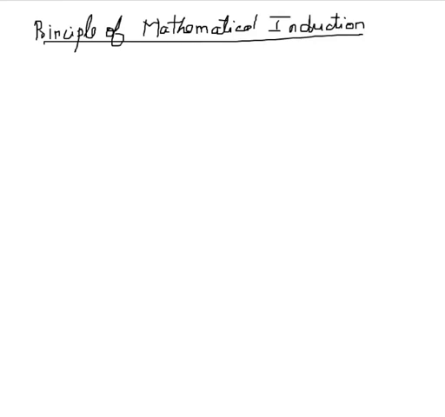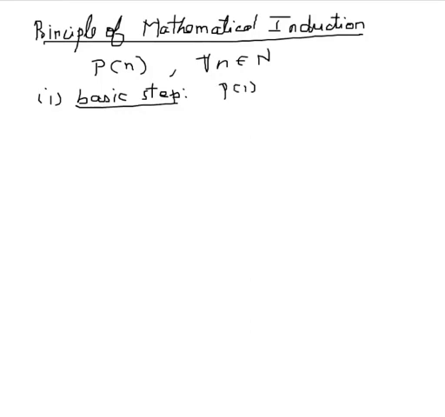Using the principle of mathematical induction, we can prove the statements P(n) for all n belonging to capital N. This method involves two steps. The first one is the basic step. In this basic step, we prove that P(1) is true. Then the second step is the induction step. In this step, we assume that P(k) is true.